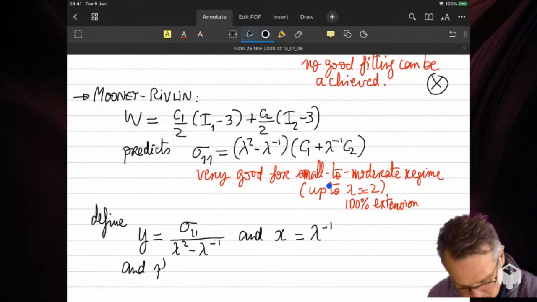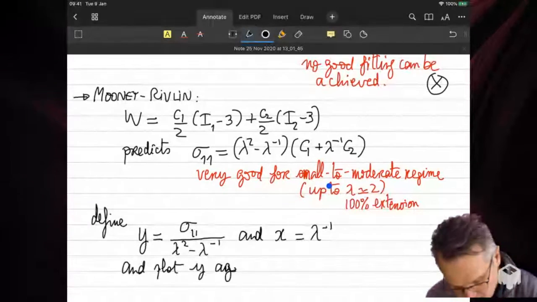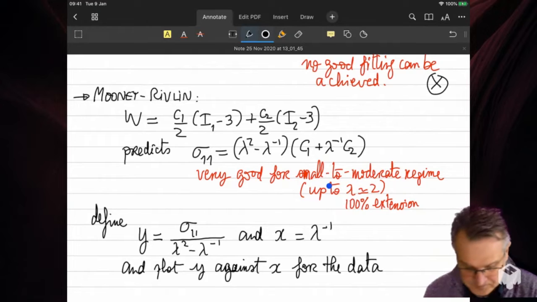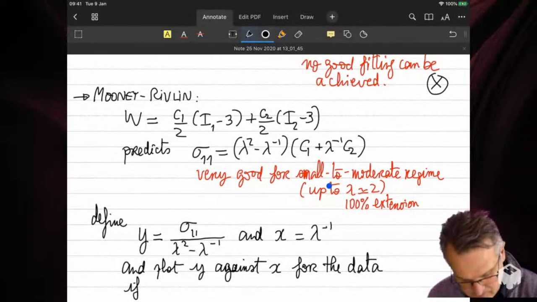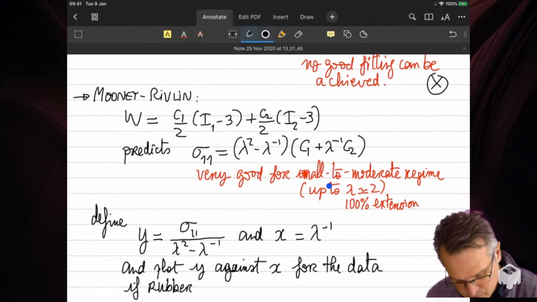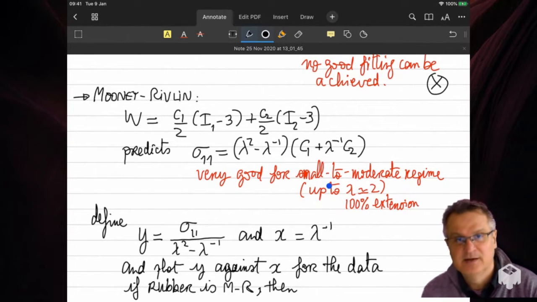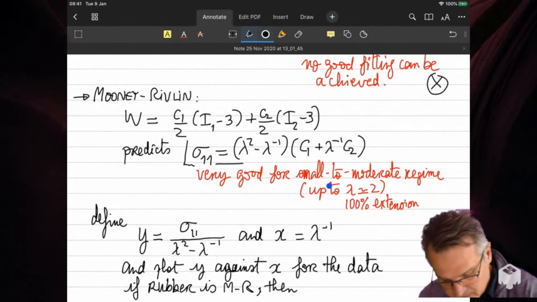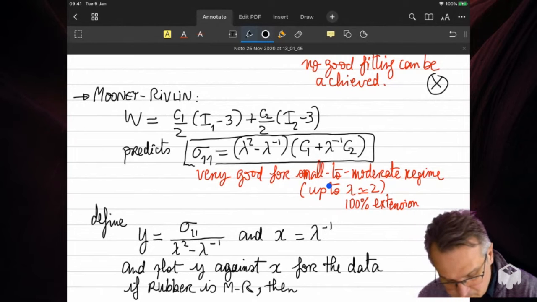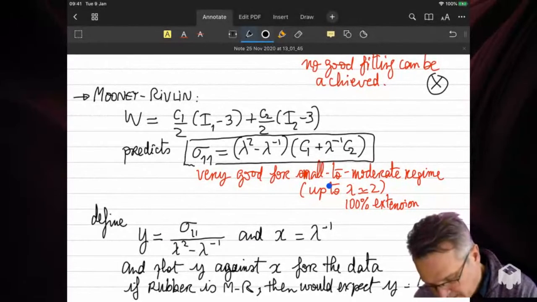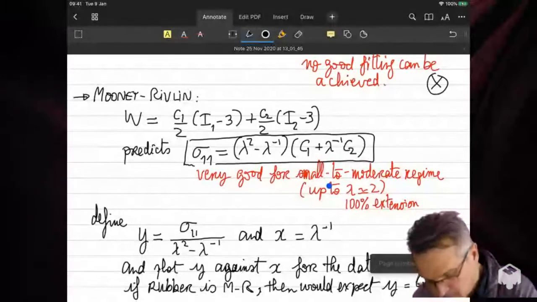And plot y against x for the data. If rubber can be modeled by Mooney-Rivlin, then I will expect, if I look at this formula here, what I'm framing now, that y is related to x as follows.